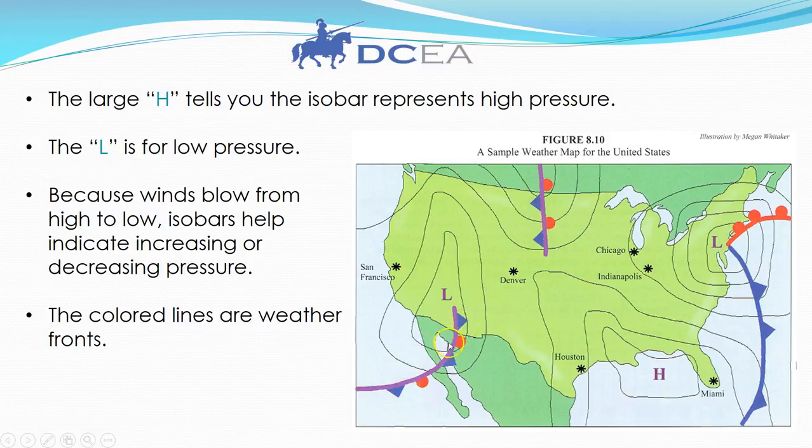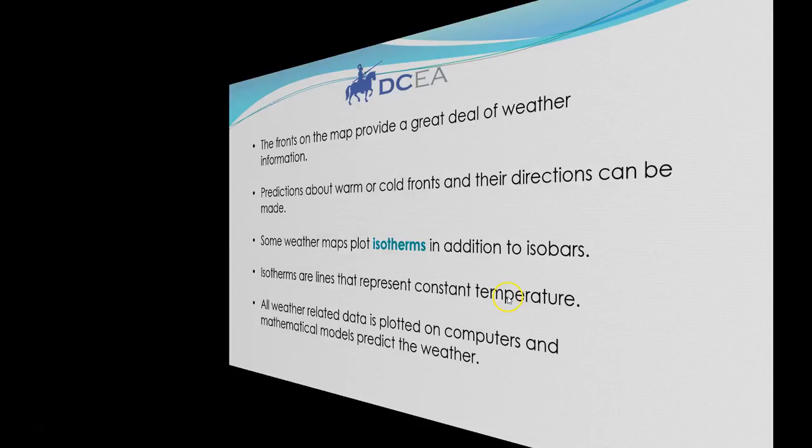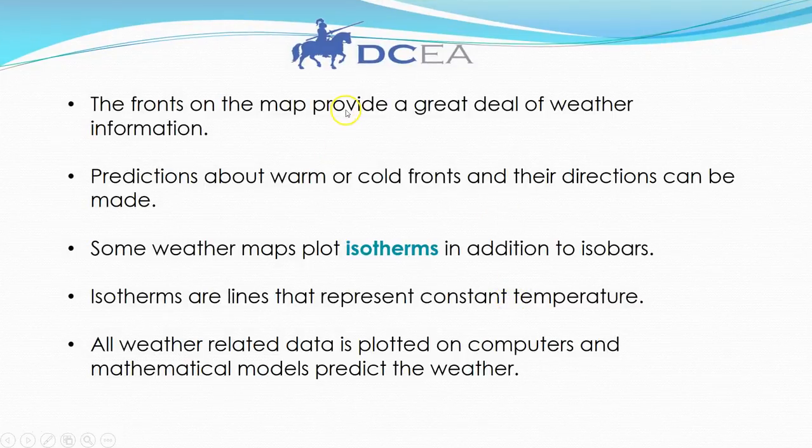So this front here, this low, is actually moving southeast. This front is moving directly east. This front is moving northwest. And this front is moving east also. Oh, and it's also moving west, so it's a stable front. The fronts on the map provide a great deal of weather information. Predictions about warm or cold fronts and their directions can be made.